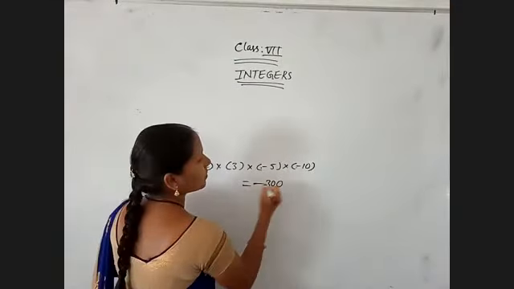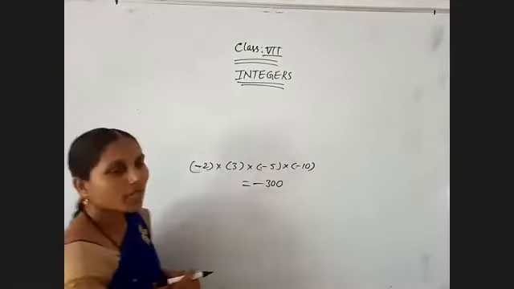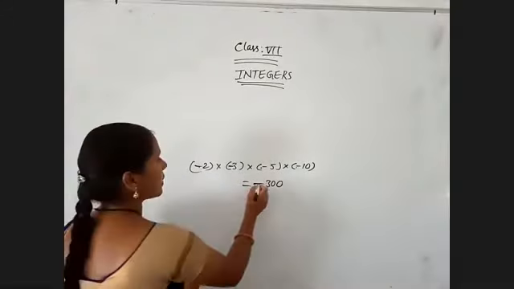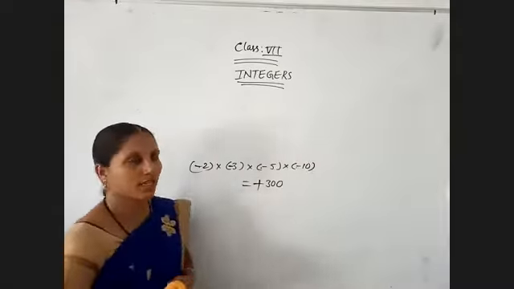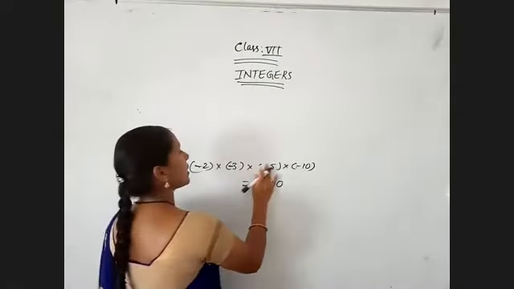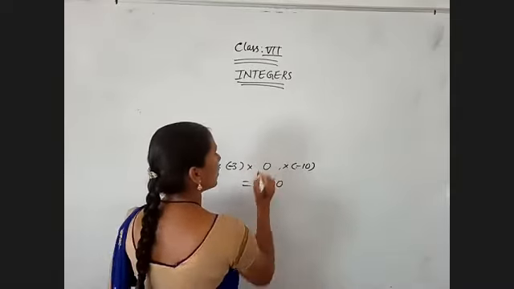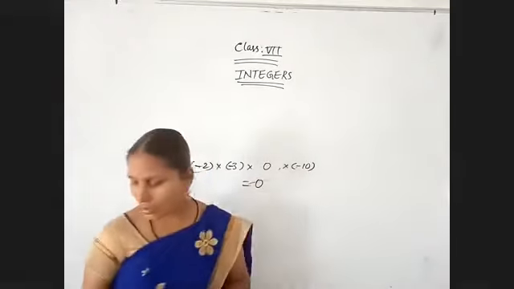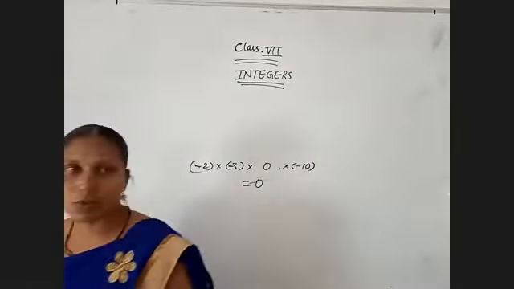20 into 10 is 15. Like this we need to repeat the operation. Whenever you are multiplying an even number of tens, the result will be positive. And if any one of the integers we are multiplying is 0, then the total product will become 0. So remember all these points.